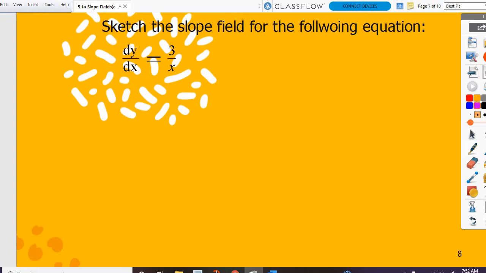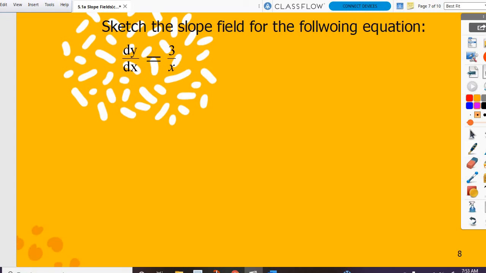So now we're looking at 3 over x. Again, notice that I don't have a y this time, so my values are just going to be dependent on x. We can also think about, well, we know how to integrate that. It would be 3 times the natural log of x. And so we should end up with slope fields that would give us different graphs of natural logs of x's.